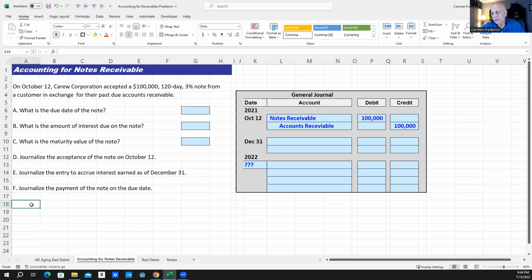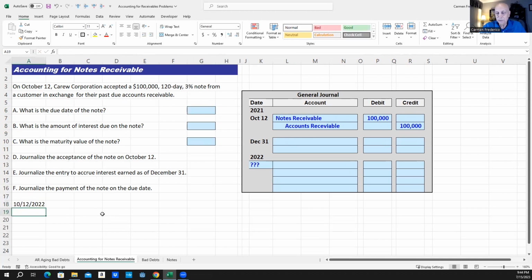Well, we can do it here. Let's put it here. October 12, 2022, and it's 120 days. So October 12th plus 120 days. The due date of the note is February 9th.